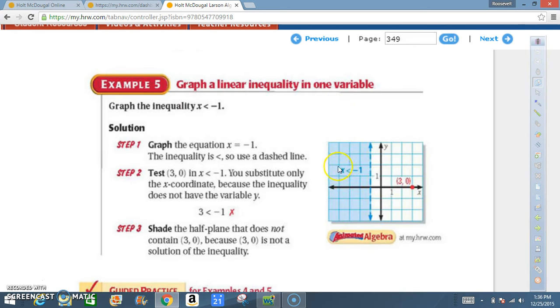Now, remember that the points on the dotted line are not a solution. But every point in this region and back is a solution. Any point. So here would be a solution, their solution, their solution. But on this line, anywhere, no solution, no solution, anywhere on the line.